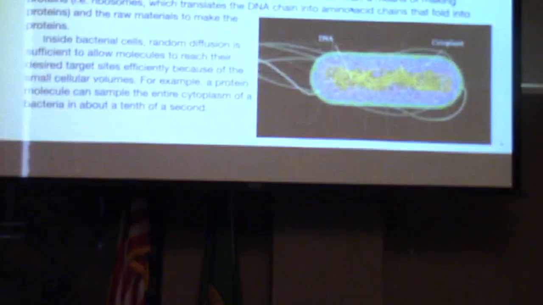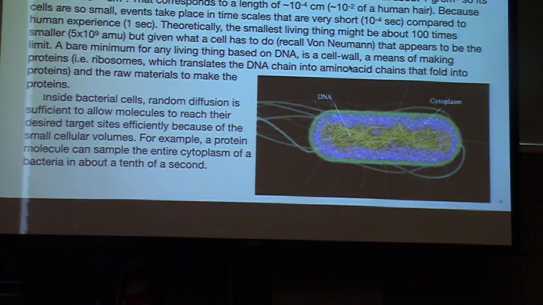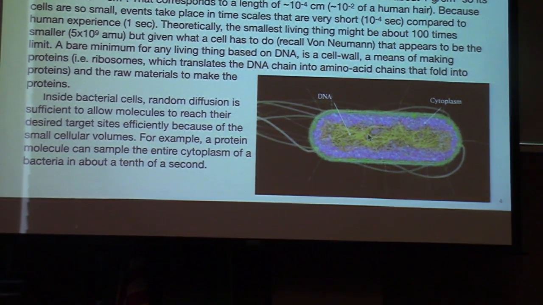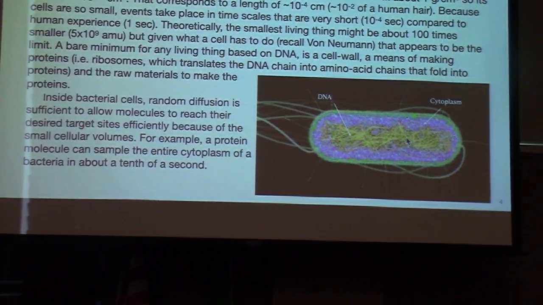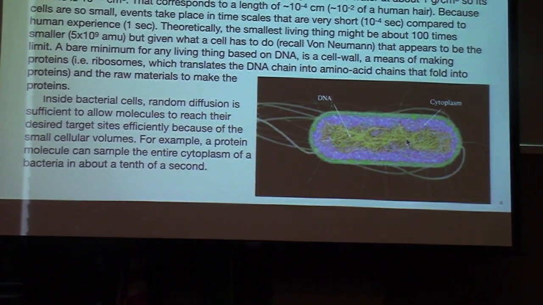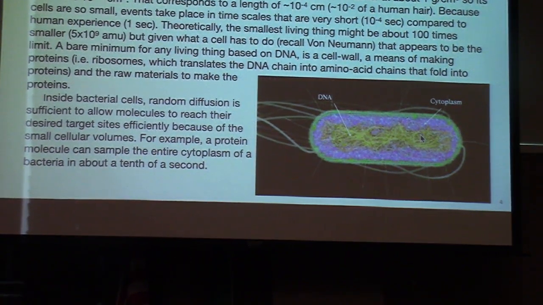So inside bacterial cells, there's no real motors going on, so the only way things move around is by random diffusion. But because a cell is so small, it turns out that a big thing like a protein, just by random diffusion, can sense everything that's present inside a cell within a tenth of a second. So that small size allows things to happen on time scales that are very short.